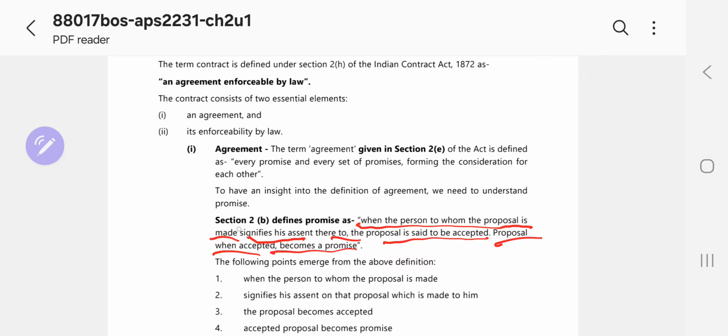Okay, once you have a promise, those promise or set of promises in return of consideration, whenever those parties agree to those promises and the consideration, that becomes the agreement. Once you have the agreement and you are tying those agreement or terms and conditions with the law, then that becomes your contract.